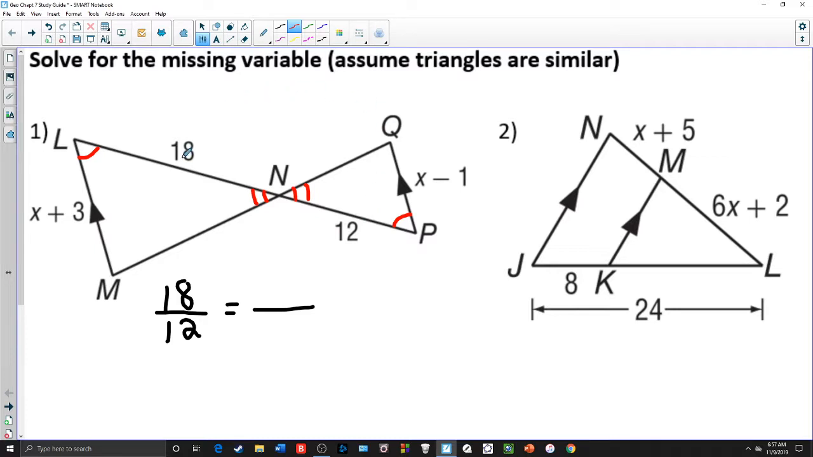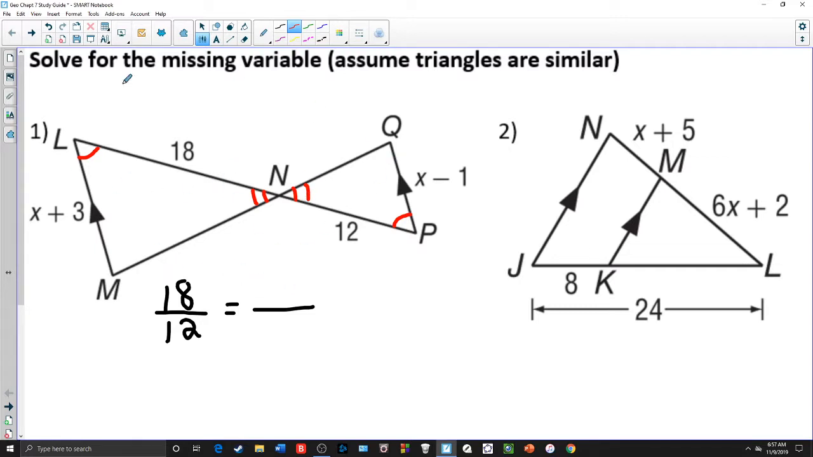So this angle P is going to go over here to angle L, and that would cause 12 to go over here to 18. So even if they don't tell you to prove they're similar, you do have to think about how they are similar in order to match the pieces up correctly, because it's a very easy trick to get messed up on. And then we have x minus 1 is going to go to x plus 3 because, again, they're both on the bottom. That's kind of easier to see.